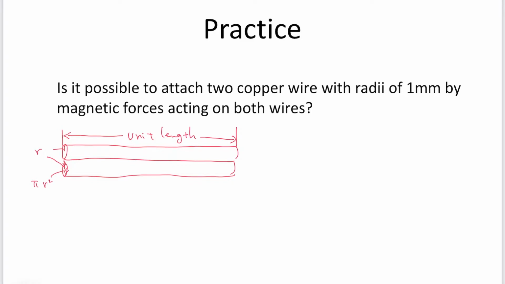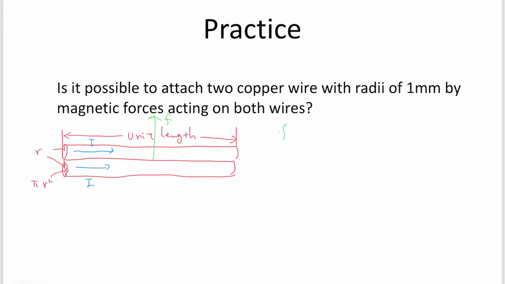Then if the two currents in the wires have the same direction, this is the same direction of I, then an attractive force is acting between the two wires. So this wire has an attractive force from the upper wire. It is F.